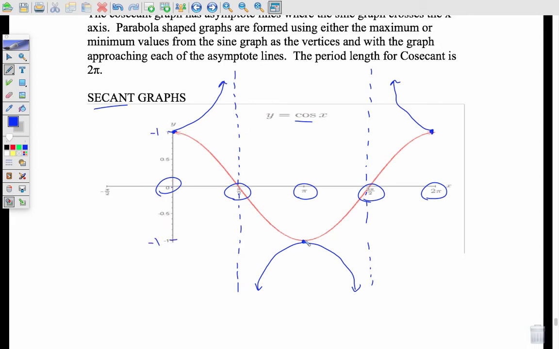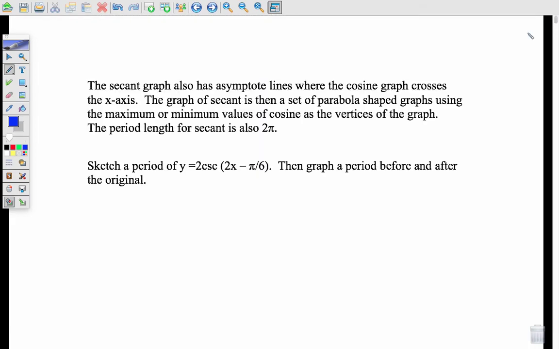Our graph just starts at 1 and goes up. Our start graph starts at -1 and goes down. So there's a quick look at the sketch of a secant and a cosecant curve. Now we'll go ahead and make one of those from scratch.